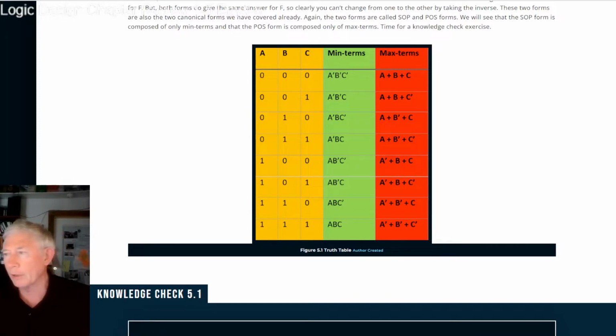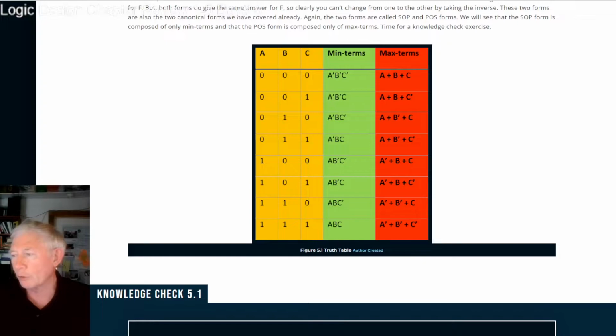The reason for that is we select min terms for rows where our desired output is 1. Now we don't show the output column in this table, but if we have an output, then that's where we pick these. Where they're 1, we pick the min term, and we OR all those min terms together, and that gives us the min term solution.